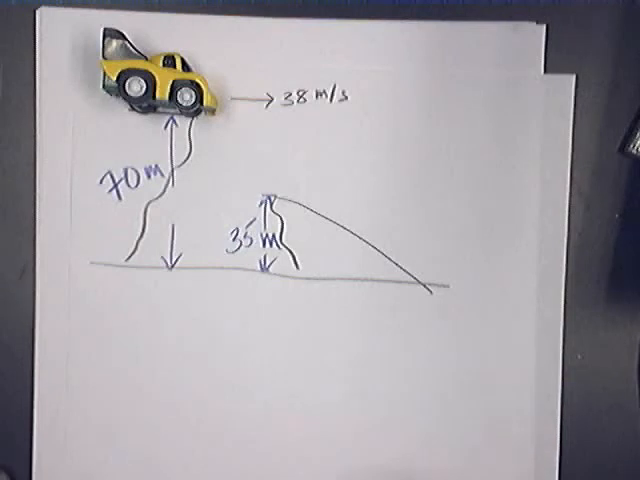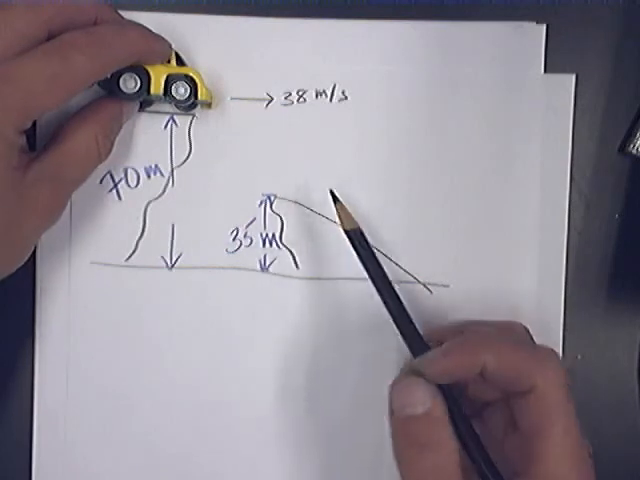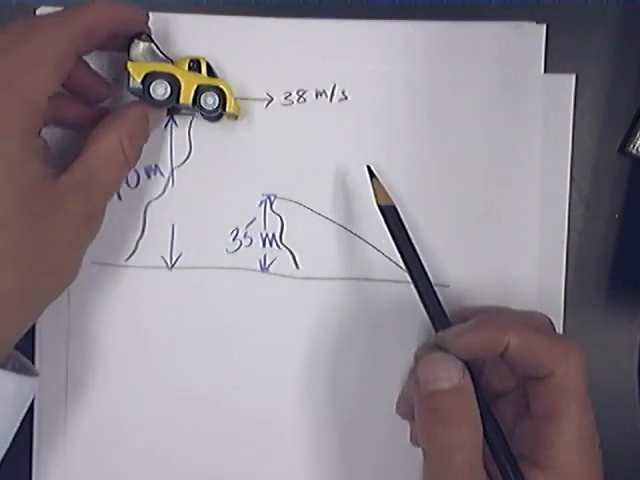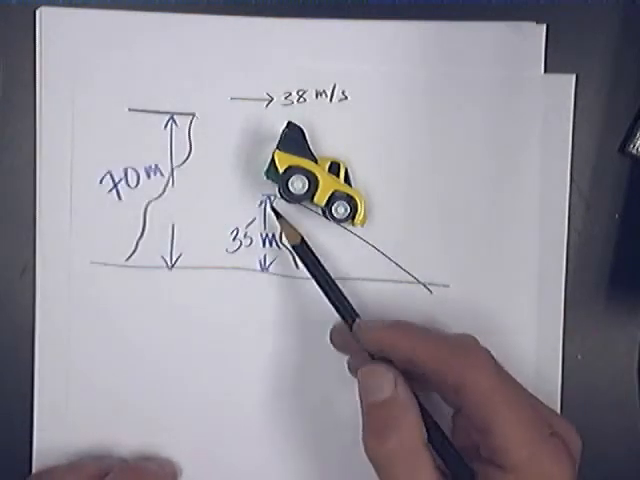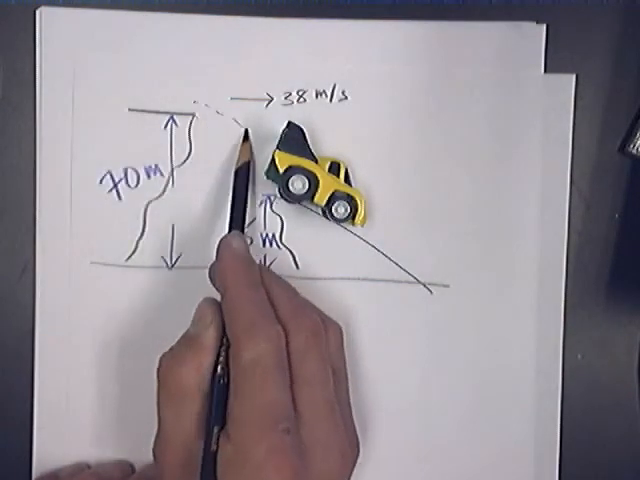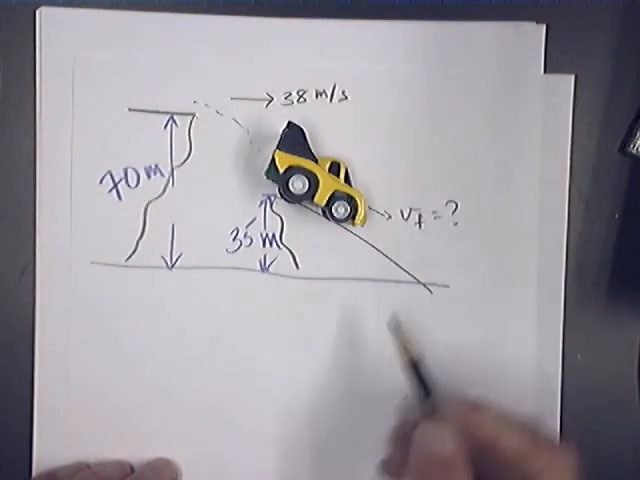Okay, let's do two examples. Here we have a car that's driving off a cliff. It's going at 38 meters per second. So when it jumps, it's going to fall off, and it's going to land over here on this cliff, which is 35 meters above. All right. So now the question is, how fast is it going when it hits the ground?